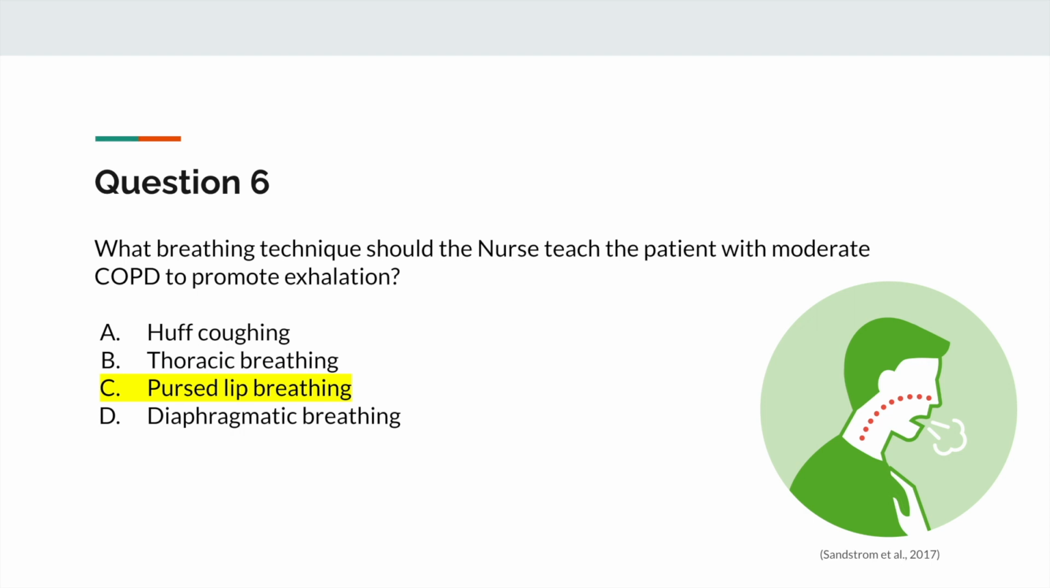The other options here, I'll go through them. So huff coughing is a breathing technique that involves increasing coughing to remove secretions. It's almost like you breathe in and then you cough out. Thoracic and diaphragmatic breathing are not as effective in patients with COPD, and they actually may increase their work of breathing and dyspnea. So we do not want to recommend those.